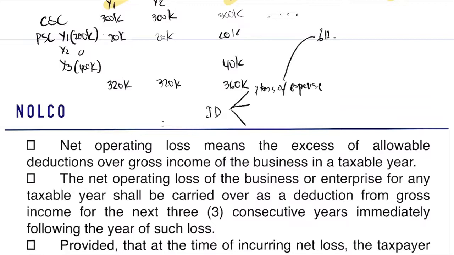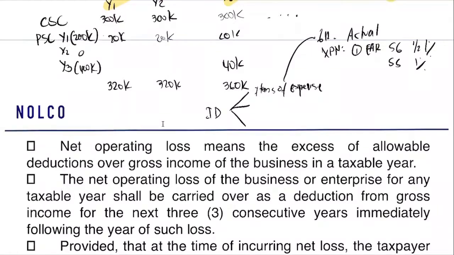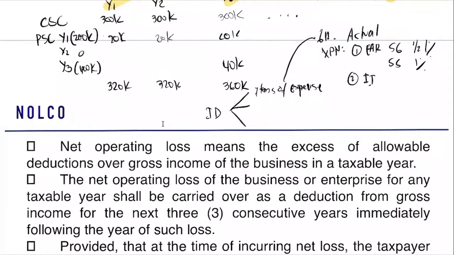So general rule, it is deductible based on actual amount. Exception, what are the exceptions? First, your EAR: seller of goods, 1/2 of 1%. Seller of services, 1%. Interest expense, it is equal to your interest expense less the arbitrage limit.